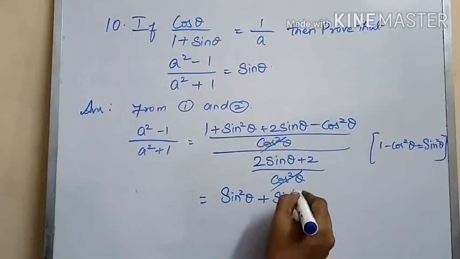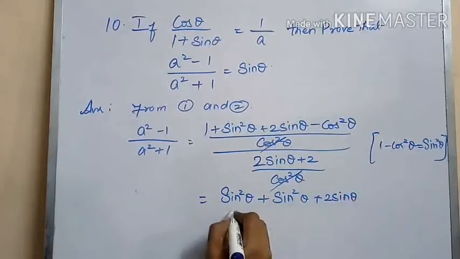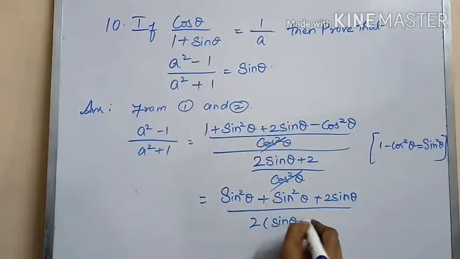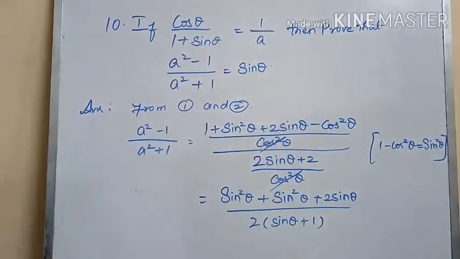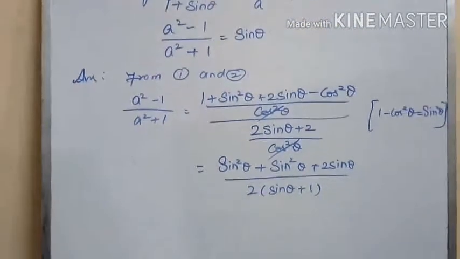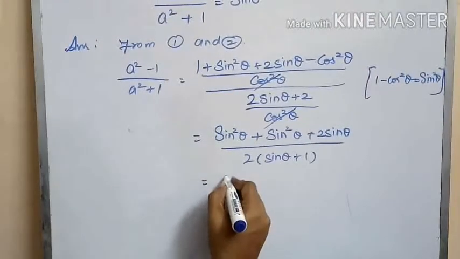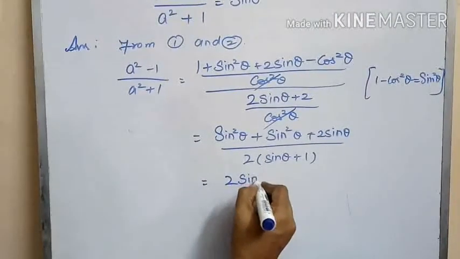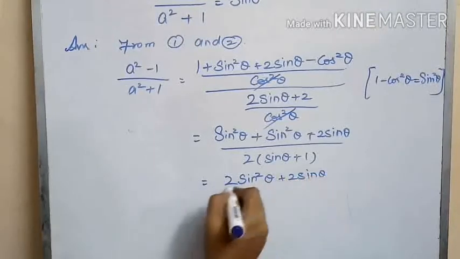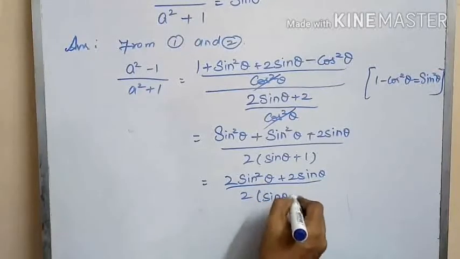Sin squared plus 2 sin theta. The whole divided by 2 can be brought out, and within the brackets we have sin theta plus 1. Now in the numerator we have 2 sin squared theta plus 2 sin theta, divided by 2 into sin theta plus 1.